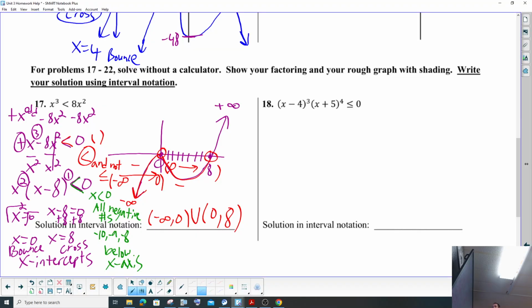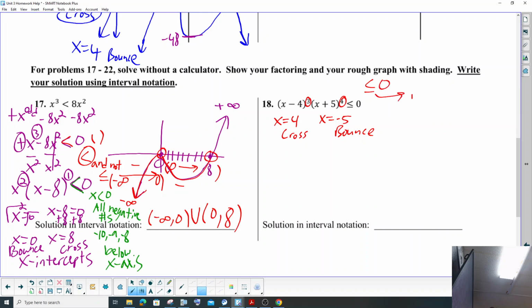Whoa, we got it. So that's for number 17. So try 18 next. Remember, at x equals -5, you're going to bounce. And then x equals +4, 3 is odd, so it means cross through. And then it says less than or equal to 0.